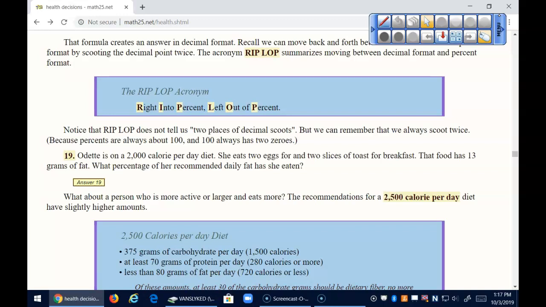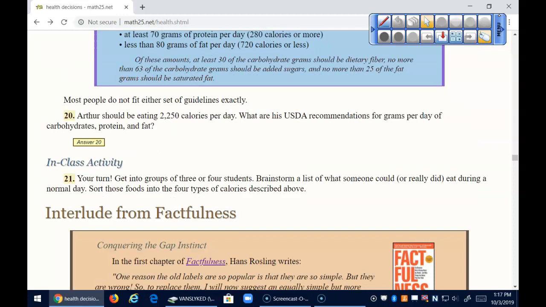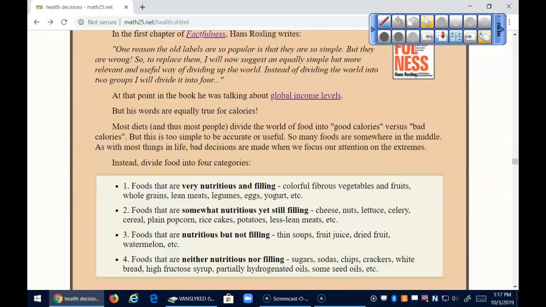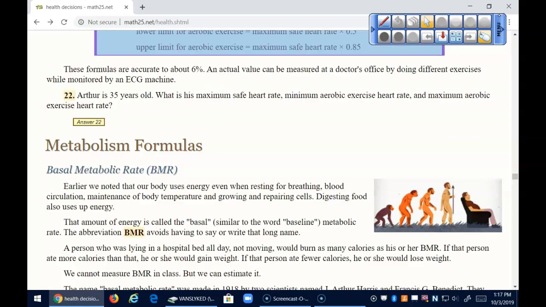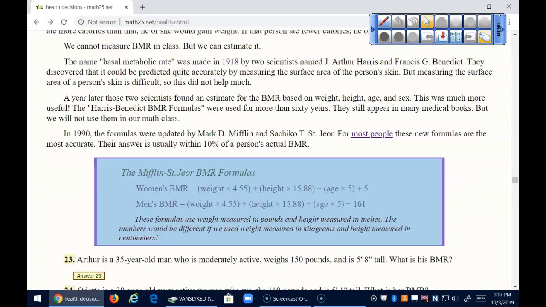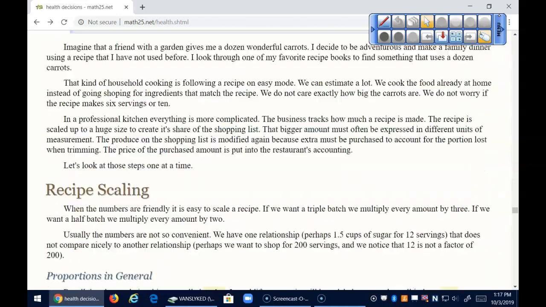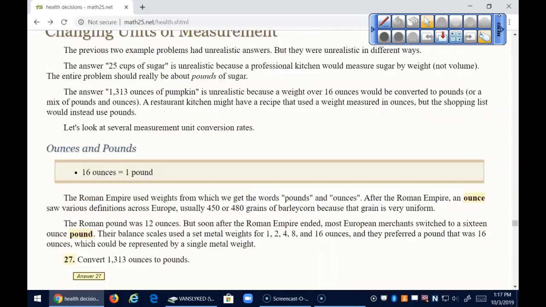We're going to do some review. While we were setting up class, someone was talking about what I call RipLop, right into percent, left out of percent, scooting the decimal to go in and out of percent. So all the stuff that you, in theory, are supposed to know from Math 20, we'll review it when we need it. I'll start doing that. And then we're going to move on to metabolism and have some formulas. We might not get to your vegetable, so if we don't, that's fine.